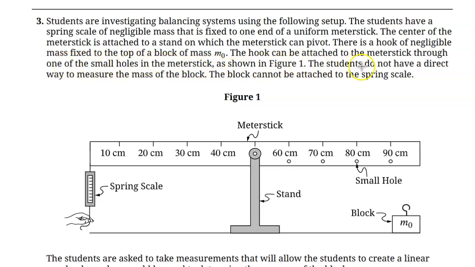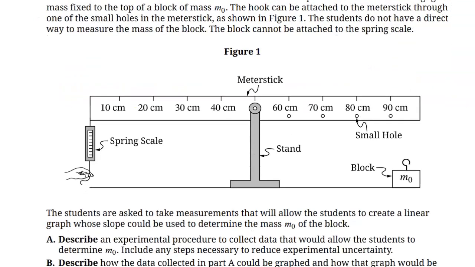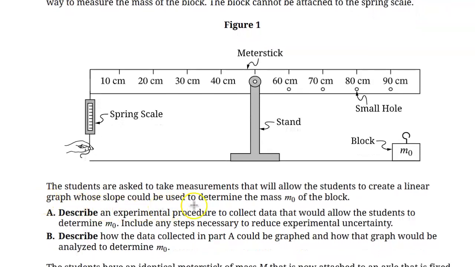The hook can be attached to the meter stick through one of the small holes in the meter stick, as shown in Figure 1. The students do not have a direct way to measure the mass of the block. The block cannot be attached to the spring scale. The students are asked to take measurements that will allow the students to create a linear graph whose slope could be used to determine the mass m0 of the block.